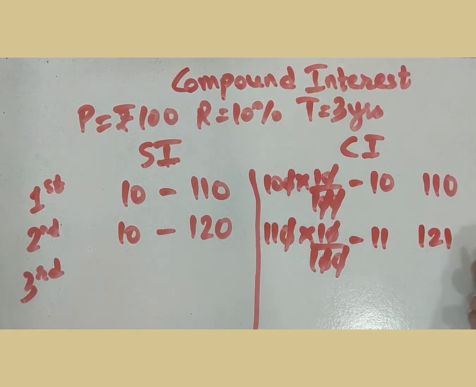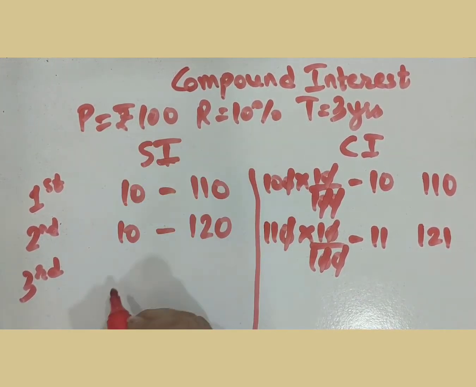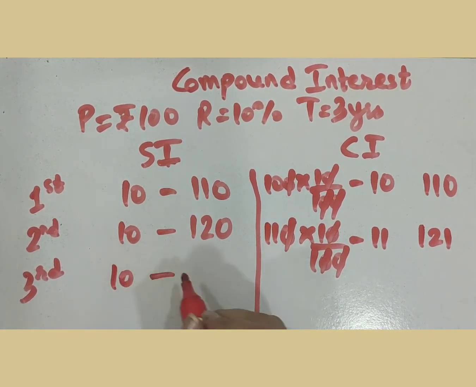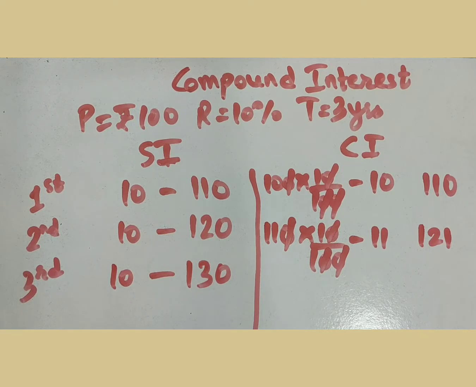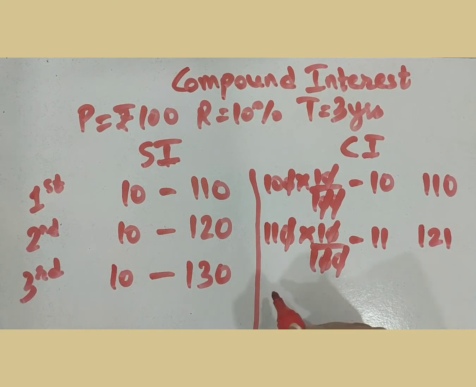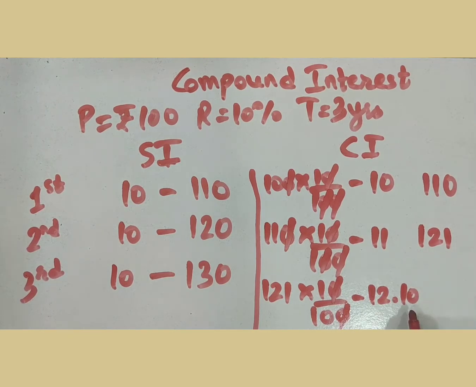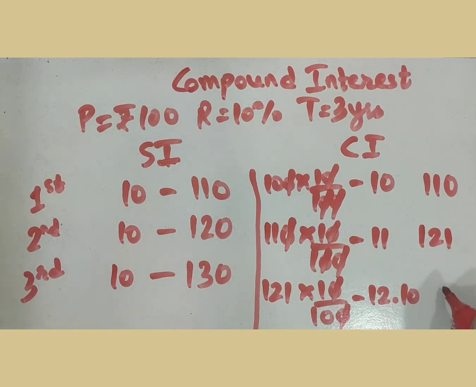Now this amount will become the principal for the third year. But in simple interest, my principal is going to remain the same, so the interest will again be 10 and the amount will be 130. Here the amount for the second year will become the principal for the third year. So it will be 121 multiplied by 10 upon 100. One more zero cancels, so this will give me 12 rupees 10 paise. This is the interest for the third year. If I add it to the principal, I will get rupees 133.10 paise. So you can see the difference.